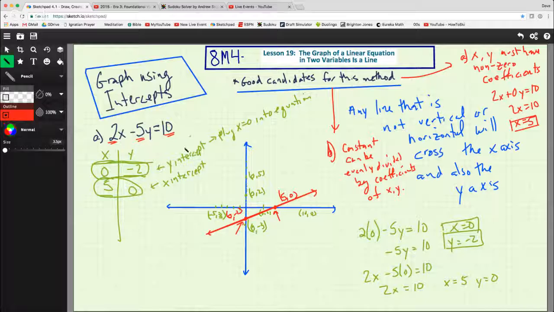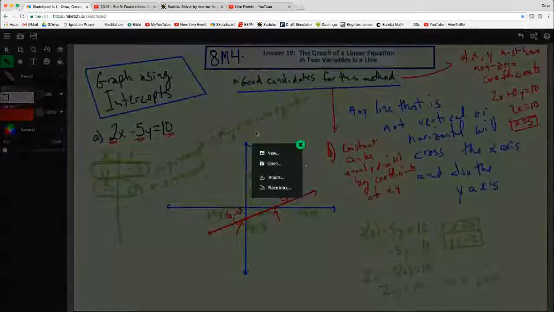Okay, so again, what are the key steps? We find the value of y when x is 0 and the value of x when y is 0. We plot those 2 points, and then we've graphed using intercepts. We're going to do that 2 more times.